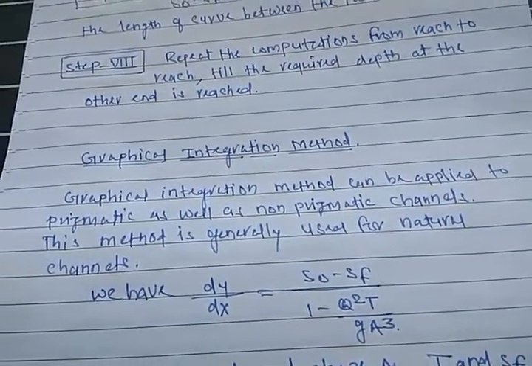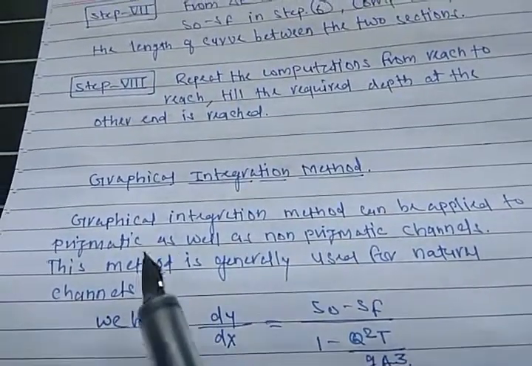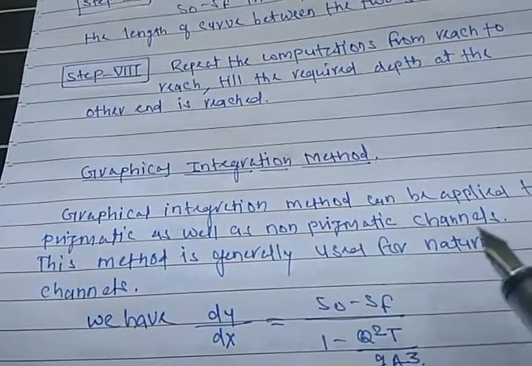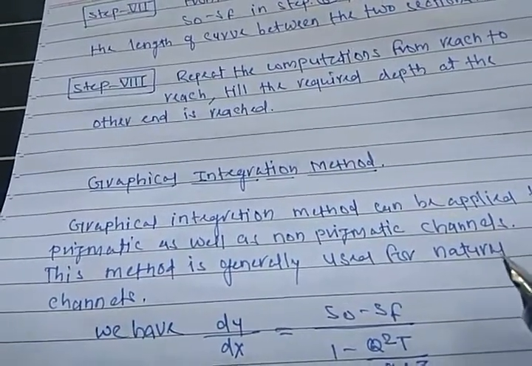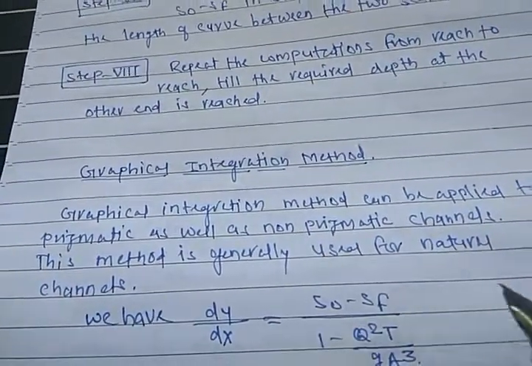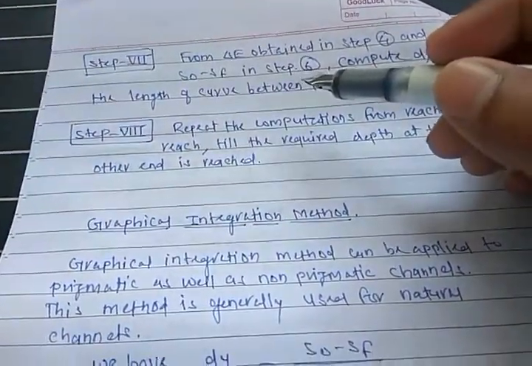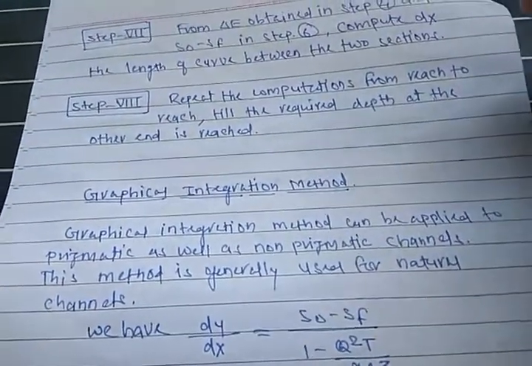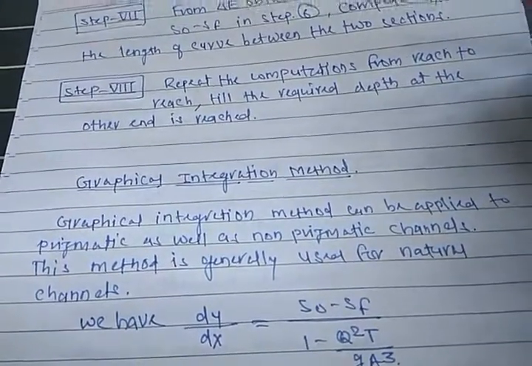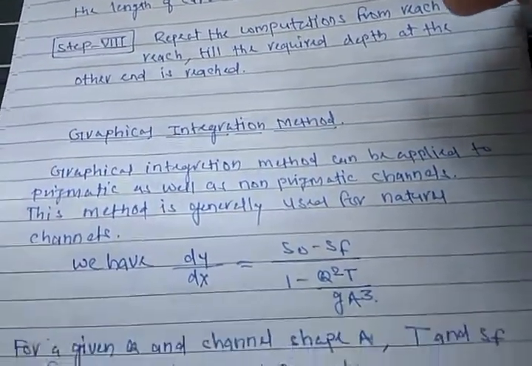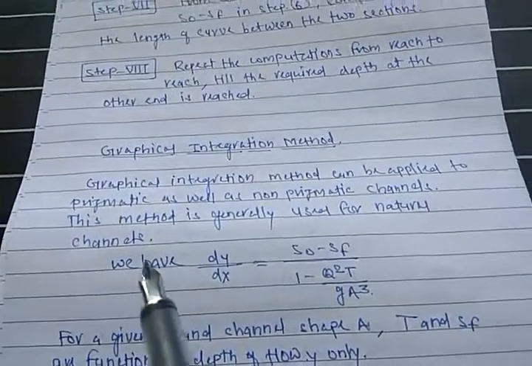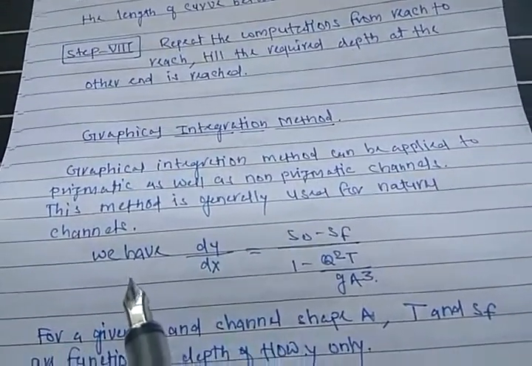This method is useful for prismatic as well as non-prismatic channels, and is generally used for natural channels, that means non-prismatic channels. The limitation of the earlier method, the direct step method, was that it can be used only for prismatic channels. Now see this graphical integration method.